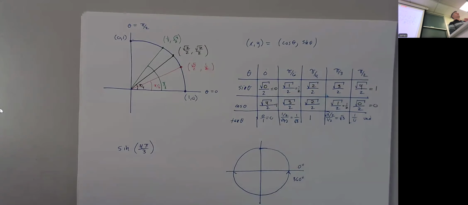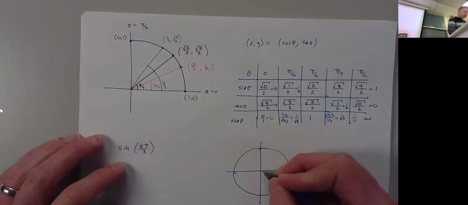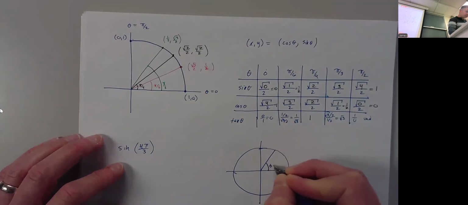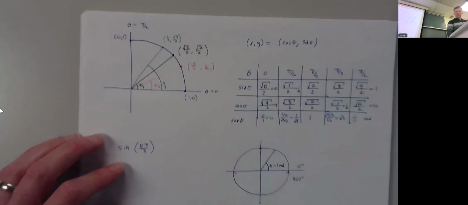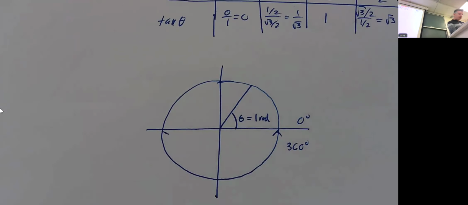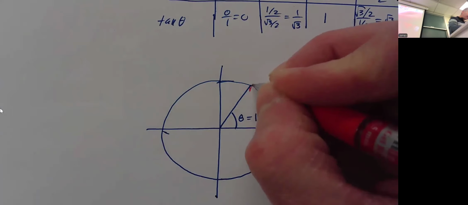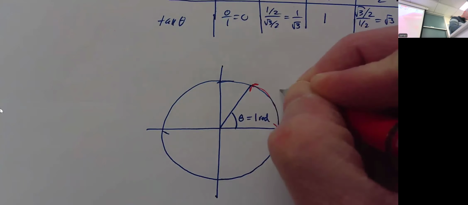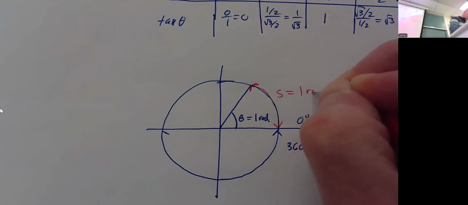Or you could measure this in radians. What is a radian, you might ask? It is the angle you get, and I've drawn it approximately here, when the arc length on the circle is exactly 1 radius long.